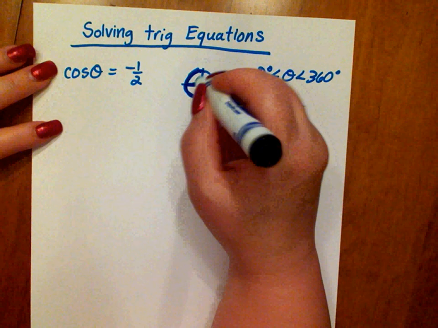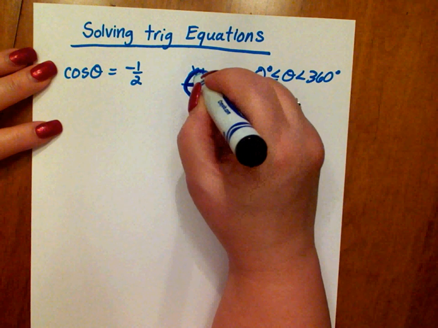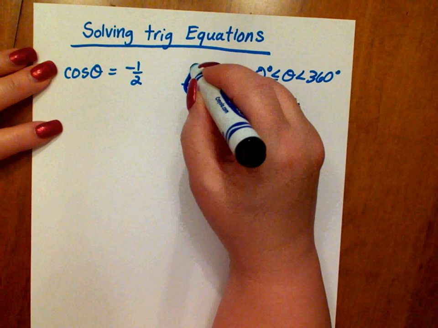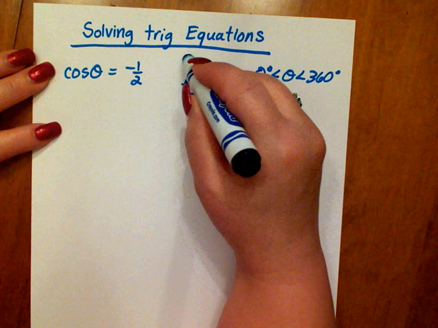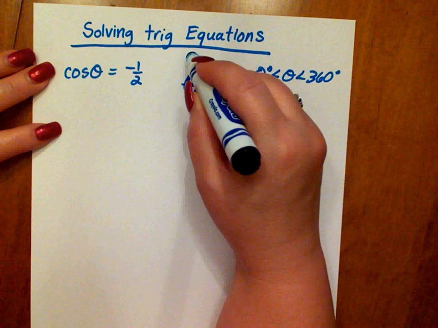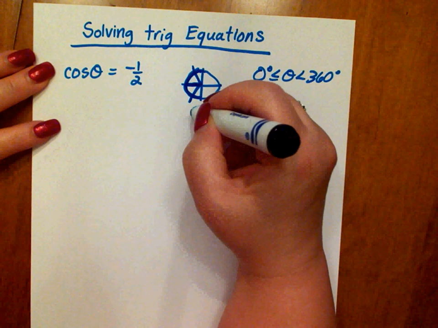Then they asked me where is cosine negative 1/2. Remember, that would be where it goes over not very much, so just negative 1/2. So that would be here and here would be the negative 1/2, this angle and this angle here. Remember, this one would be negative 1/2, square root of 3 over 2. This would be negative 1/2, negative square root of 3 over 2 if you consider your unit circle.